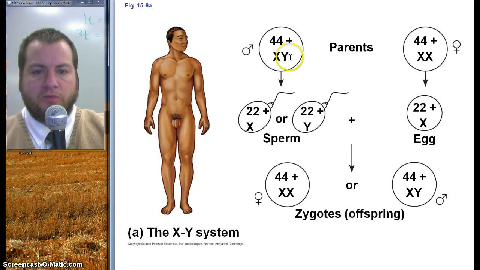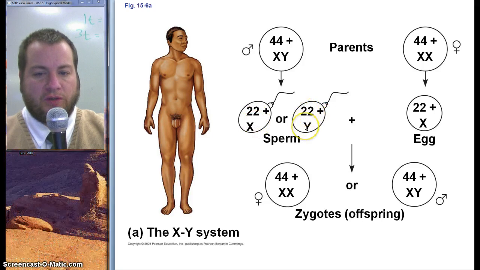Okay, so males produce sperm. Since males are XY, they have 44 chromosomes that are autosomal, plus the X and Y chromosome that are the sex chromosomes. So they produce haploid sperm cells that can be 22 plus an X or 22 plus a Y for our 23rd. And then if fertilization occurs with the X chromosome, the zygote is female. If it occurs with the Y chromosome, the zygote is male.